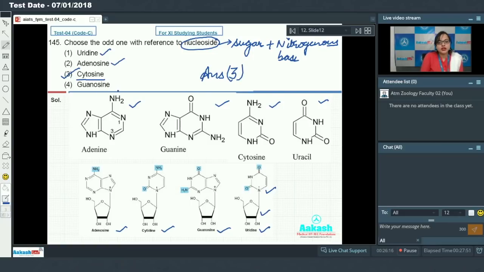Option 4, that is guanosine. Guanosine is the nucleoside form of guanine, which is a nitrogenous base, and guanosine is its nucleoside form. Next question.